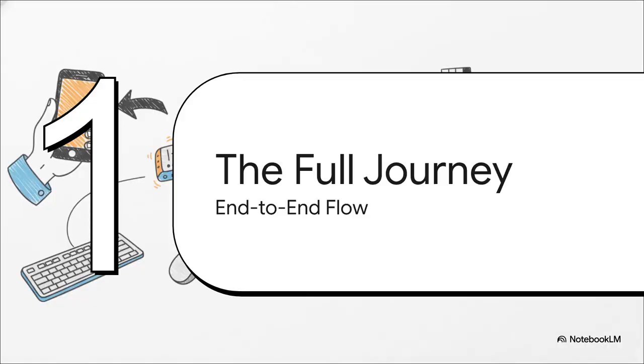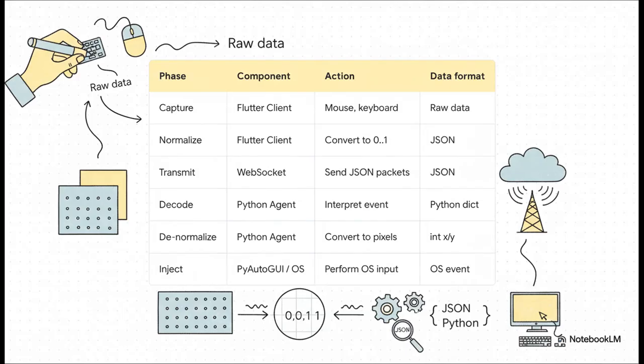Okay, we've seen all 4 steps. Now let's just zoom out for a second and put it all together. Let's recap the entire journey from start to finish. So this is the whole pipeline. Our Flutter client on the left captures your raw action. It normalizes it into that universal JSON format, our postcard, and zips it across the network. Then the Python agent on the other end receives it, decodes it, denormalizes it back into specific pixels, and injects it right into the remote operating system.